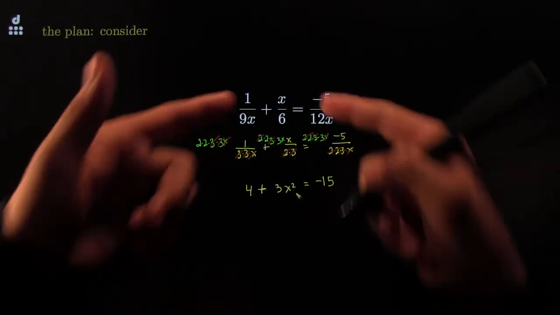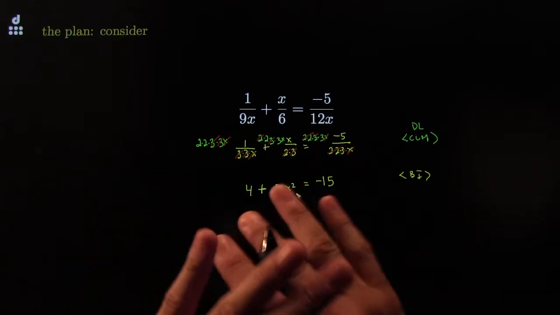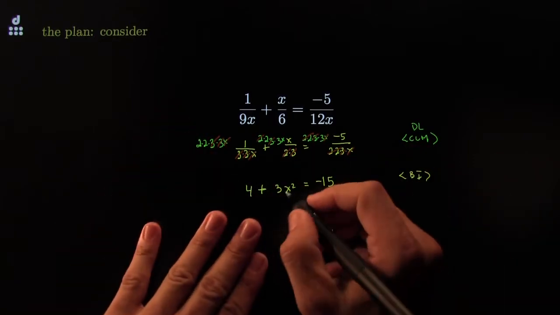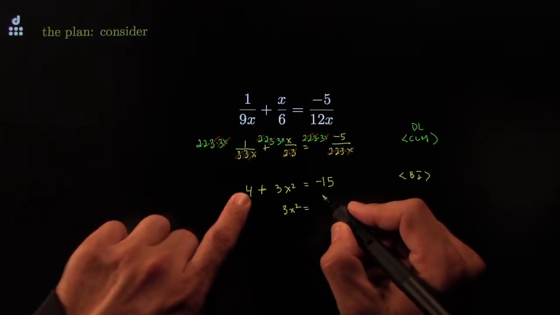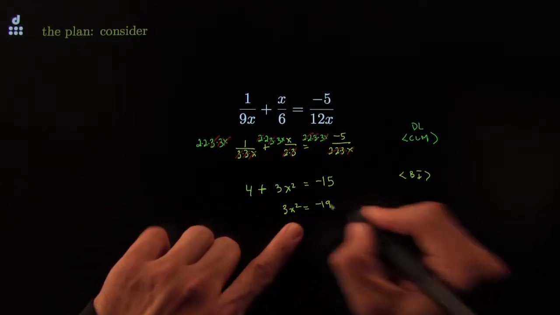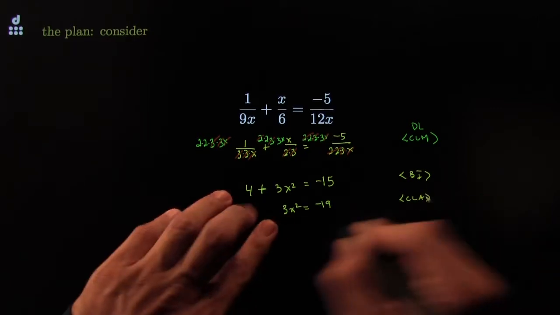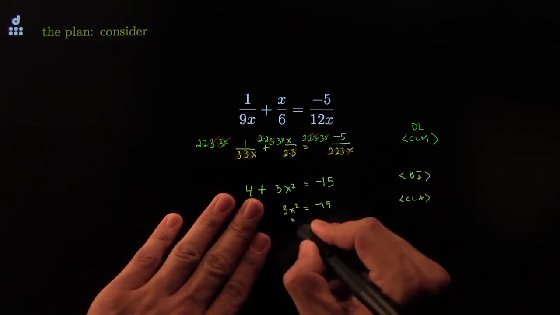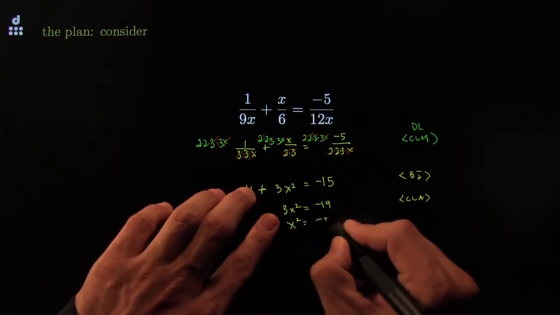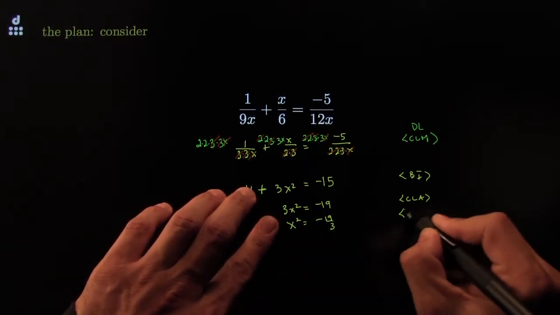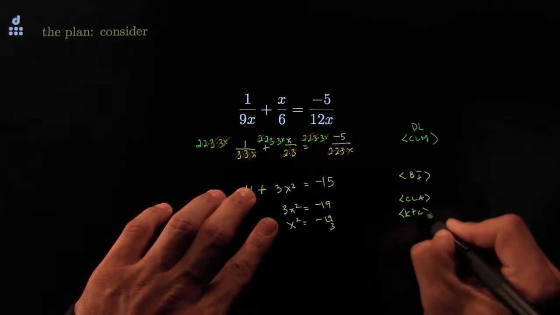That's my inspection. And now I've got a nice equation. I've got one with no more fractions. And so we can handle this the way we handle all our degree 2 equations. Subtract 4 from both sides gives me negative 19 by cancellation law of addition. I can multiply by 1/3 on both sides so that I get rid of this 3. That would give me negative 19 over 3, by, you could just kill the coefficient.